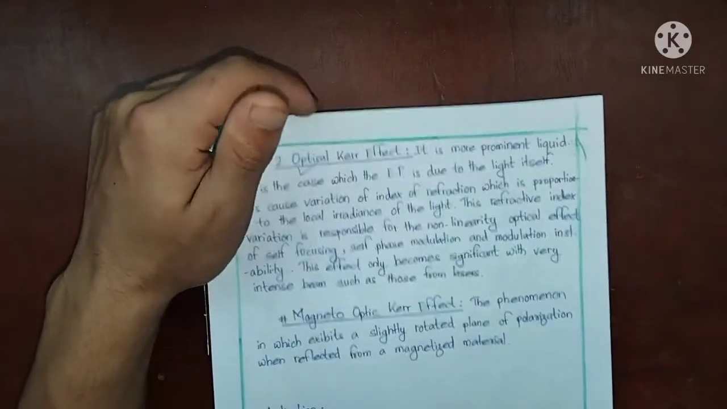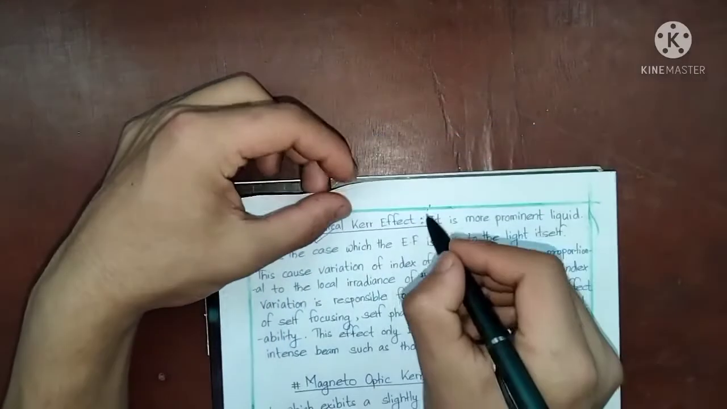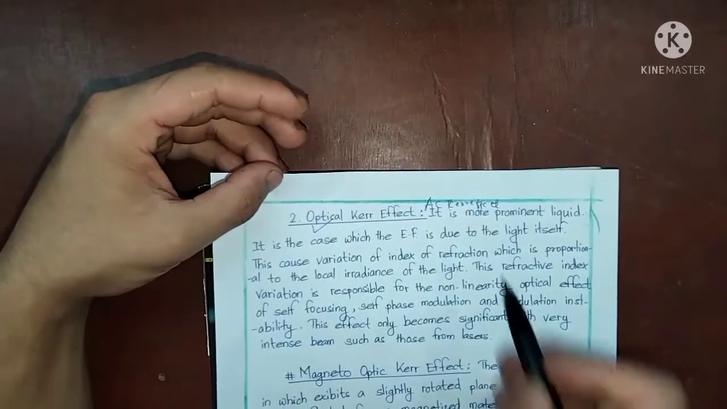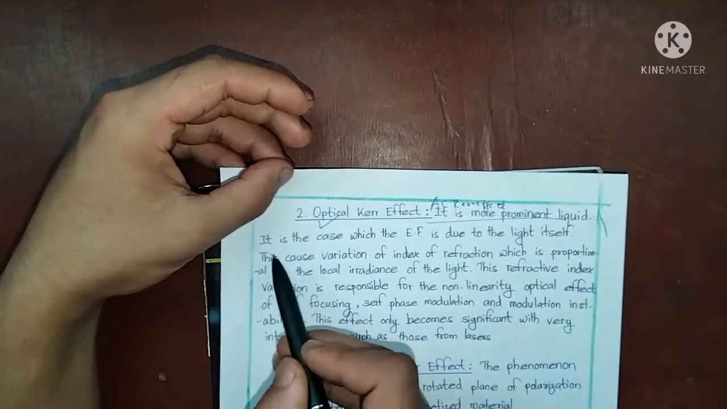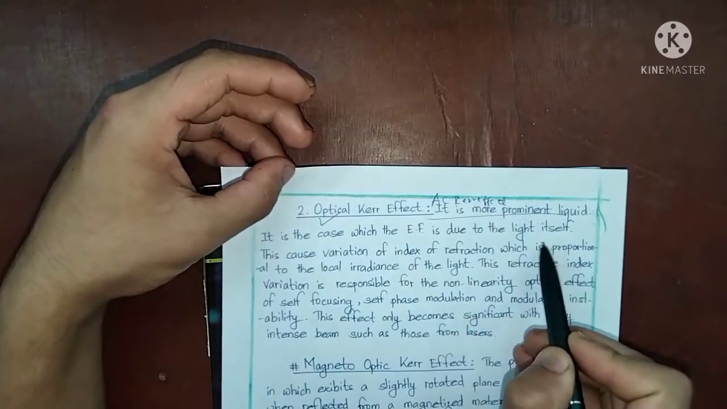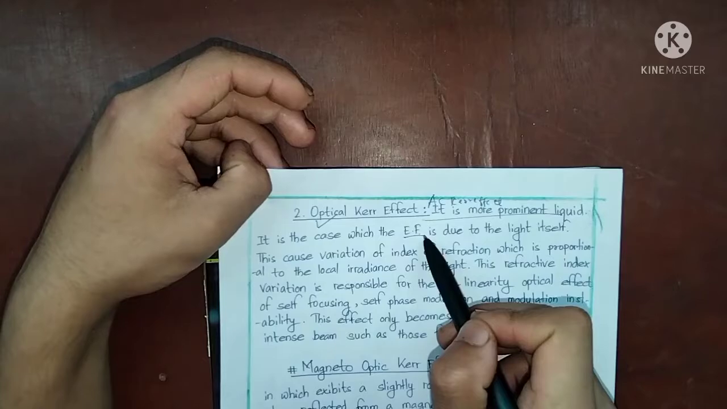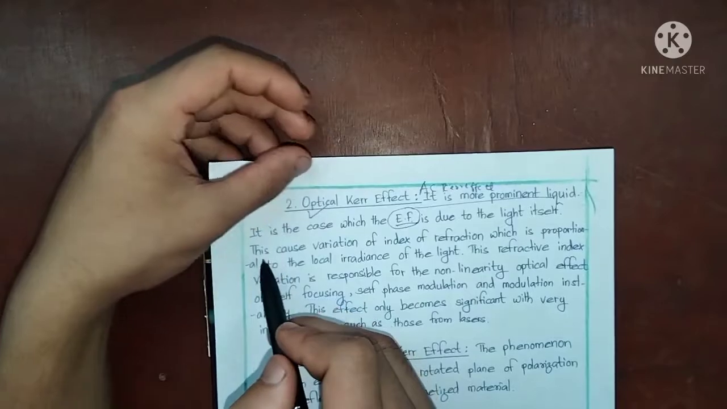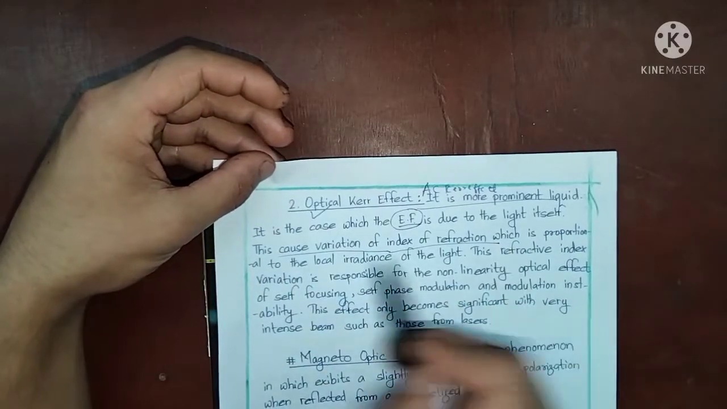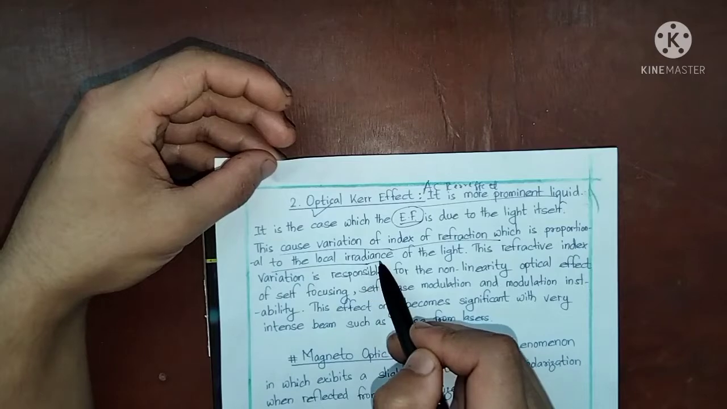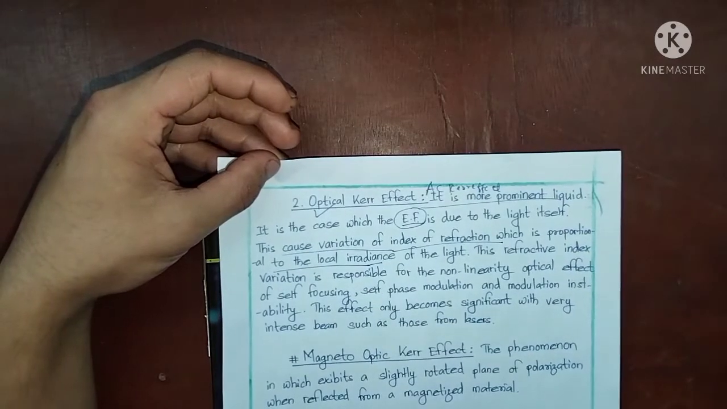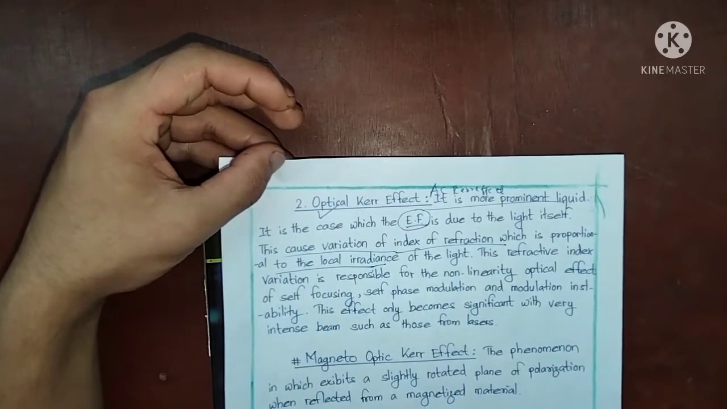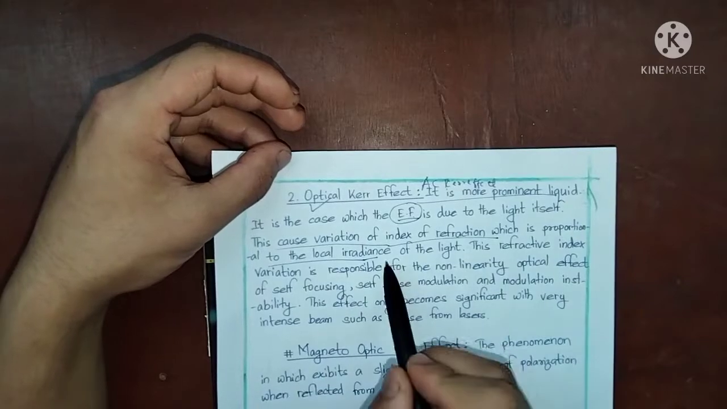Optical Kerr effect, also called the AC Kerr effect, is more prominent in liquids. In this case, the electric field is due to the light itself. This causes a variation of refractive index which is proportional to the local irradiance, that is, the power received by the surface per unit area.